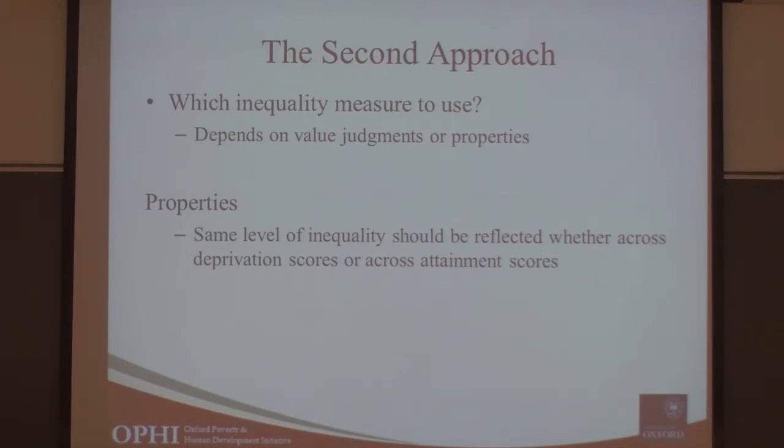Can anyone tell me intuitively how that is going to happen? I want to get the same level of inequality. It doesn't matter whether I measure things in deprivation space or in attainment space. Yes, it's practical, I know, but what intuitively do we want here? Do the distances change when you move from attainment to deprivation? So we are saying a measure that depends on the distance. So the absolute inequality measure depends on the distance, it's not the relative distance.